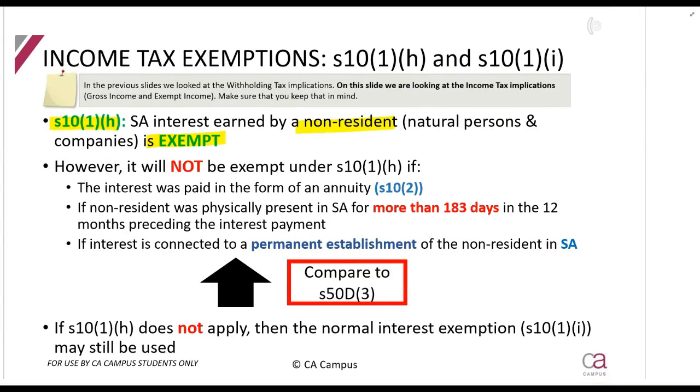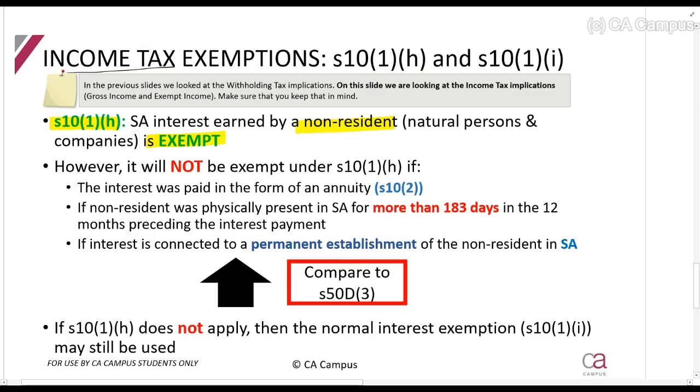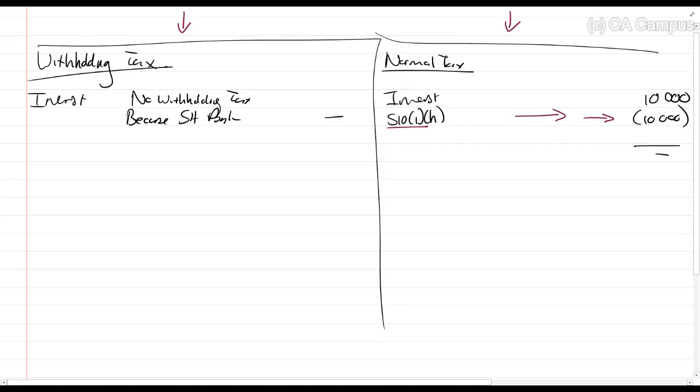In the next section, we are now looking at our income tax exemptions. If I take you to this screen, we've been looking at this withholding tax. We are now looking at this normal tax. So this exemption I keep showing you, we're now talking about that exemption. Section 10(1)(h) is a specific section that only applies to non-residents. It says, if a non-resident earns interest from a South African source, it is exempt. So our starting point is always that it is exempt.